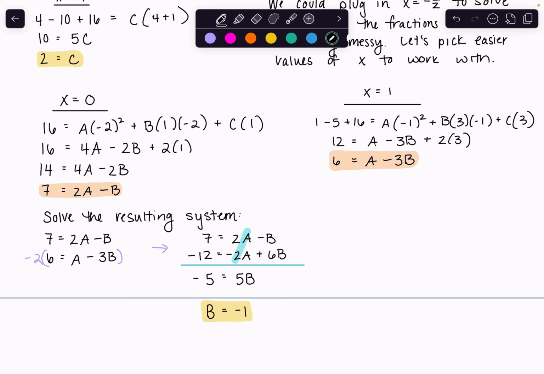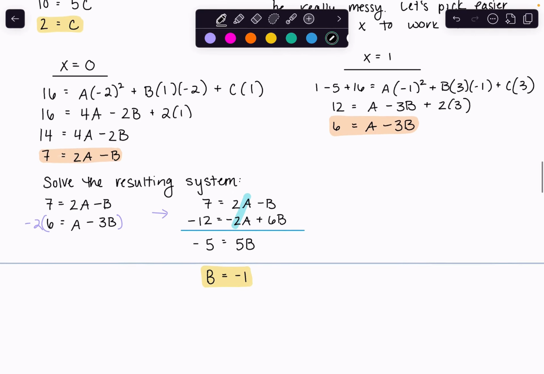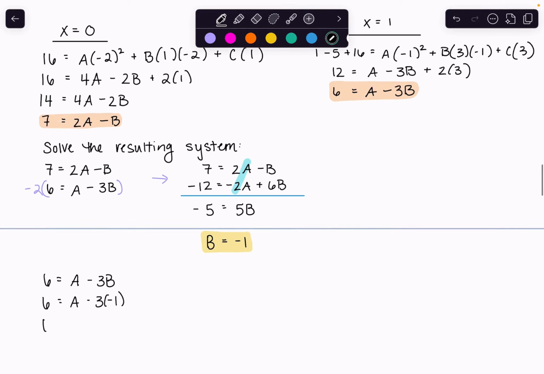And now that we know our value of b, we can use either equation to solve for a. I think the second equation is nicer because I don't have to do anything in front of a. So our value of b is -1. So 6 is equal to a plus 3, which gives us a needs to equal 3. Okay.